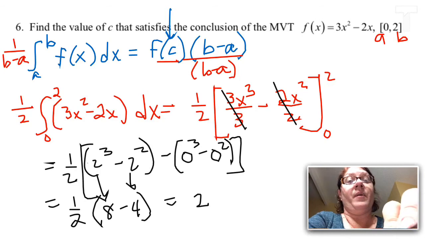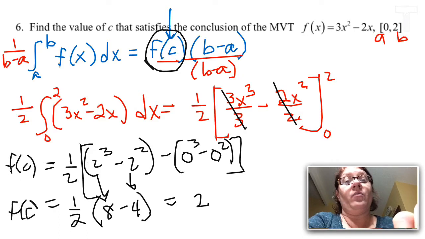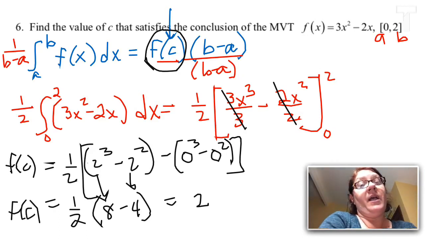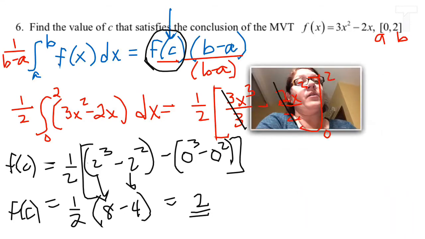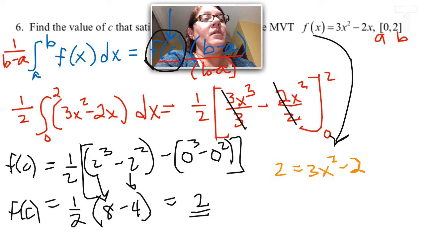Now, here's what I have to remember. I really solved for f of c. I solved for the y value. So if I want to find the x value, remember if this is a y value, I can go back to the original equation, and I can substitute in 2 for the y value, and then I'll solve for x. So now I have a quadratic. I'll move 2 to the other side.